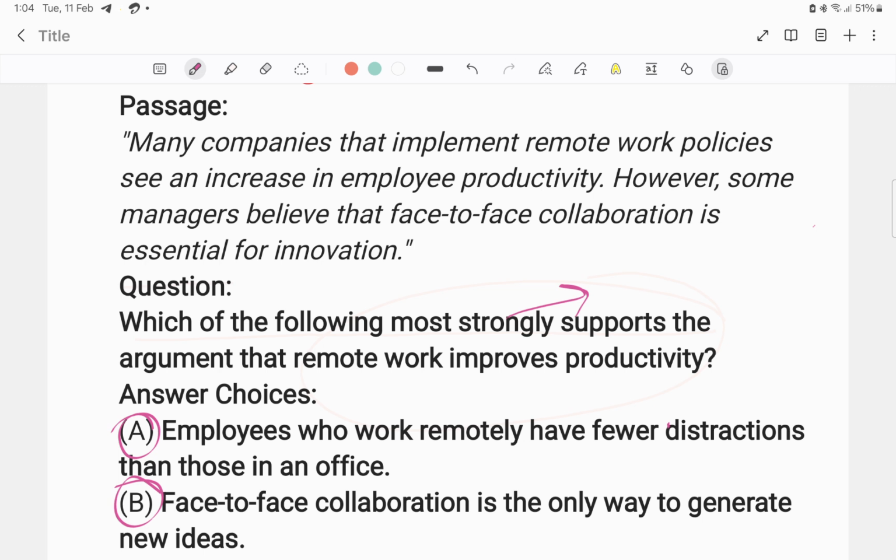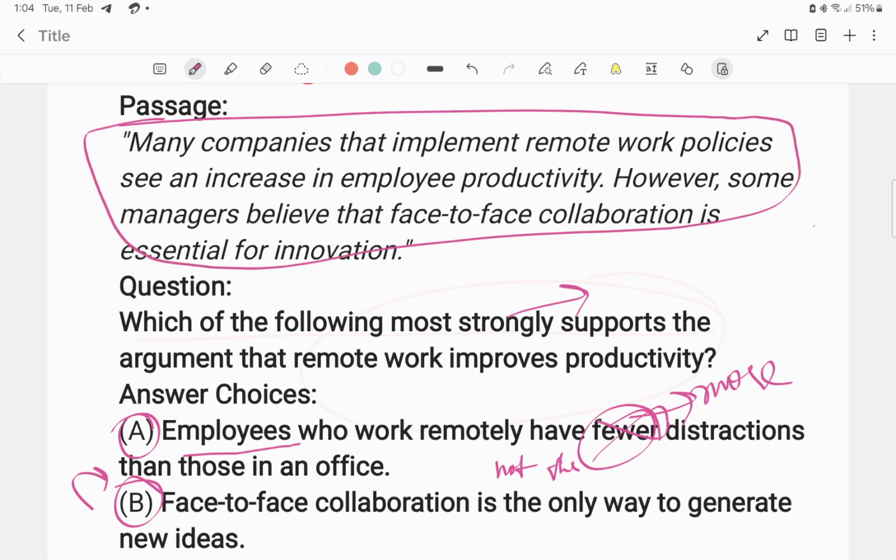Reverse construction means you need to reverse an option. Employees who work remotely have fewer distractions than, okay, we replace it with more. Second, option B: face to face collaboration is the only way to generate new ideas. We reverse it: face to face collaboration is not the only way. So now I can check whether the passage holds true or not.